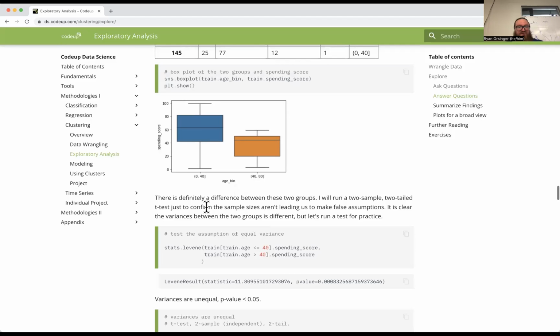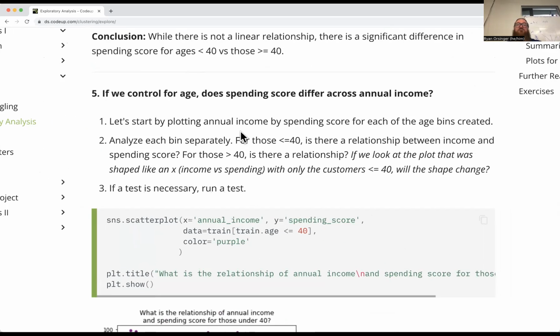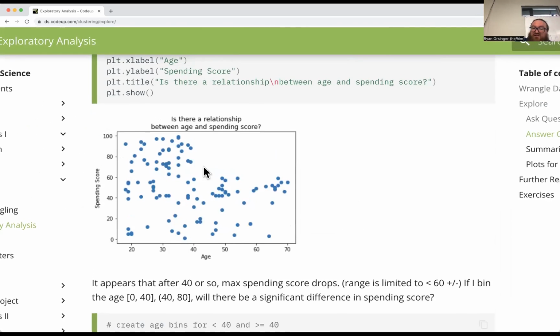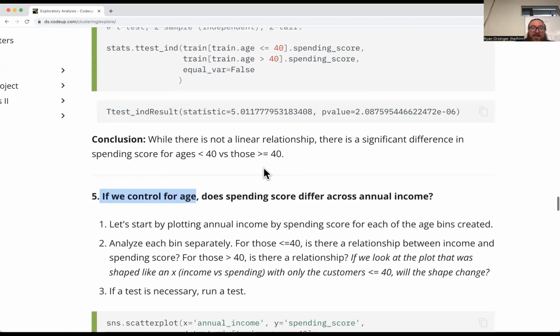So this tells us there's something going on with age. There's something going on with age and spending score. And this leads us into our next question. If we control for age, so we just proved statistically and visually that with age and spending score there's something going on there, right? It's not so much linear so much as it is folks above 40 years of age don't have a spending score of greater than 60, right? So they're probably saving or spending for somebody else.